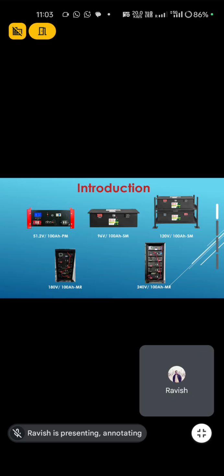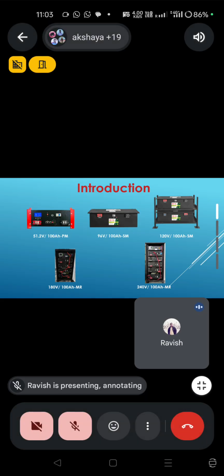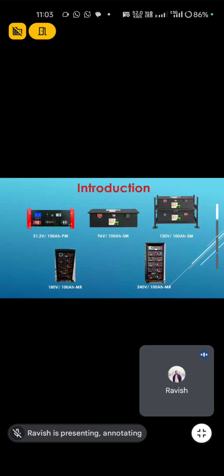You can connect this, and this one is the 120 volt SM model 100 AH battery. And it is also connected with only one battery.